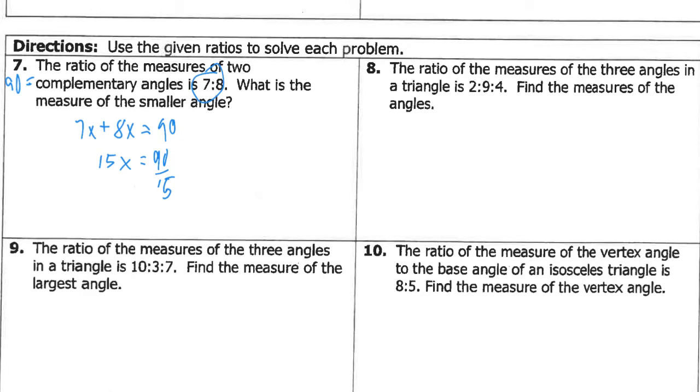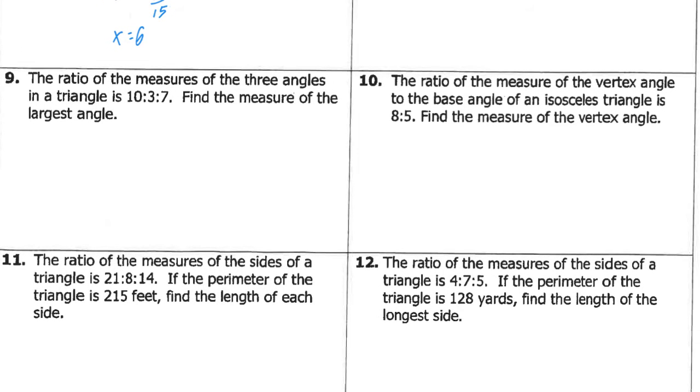So divide. So we know x equals 6. So this is the multiplier that will allow us to find the measure of either of the angles. It's only asking for the smaller angle. So 7 is smaller than 8, so multiply 7 times 6. If 6 is our multiplier and 7 is our small one, 7 times 6, we have 42. Okay, so that's the same process for the rest of those.